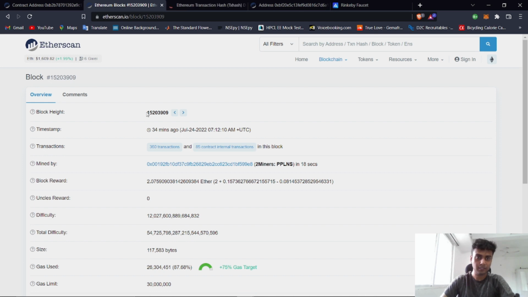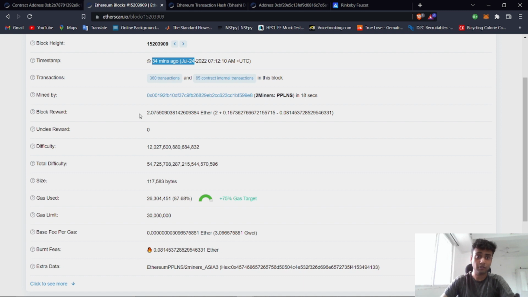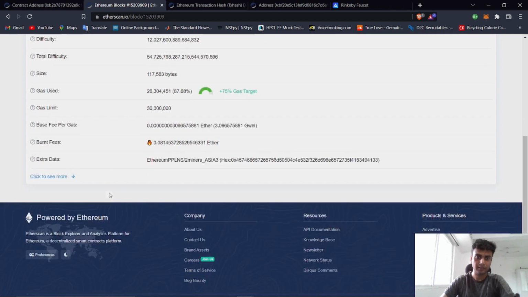The block height is the number of that block, 909, 15, 20, 3909. It was mined 34 minutes ago. They got a reward of 2.075 ETH, which according to the market is approximately $1,500, so they got almost $30,000 for mining this very block. The gas used is 87.68%. The gas limit was this much, and this is in Gwei, so this is not Ether they spent. And the base fee per gas, we can see that.